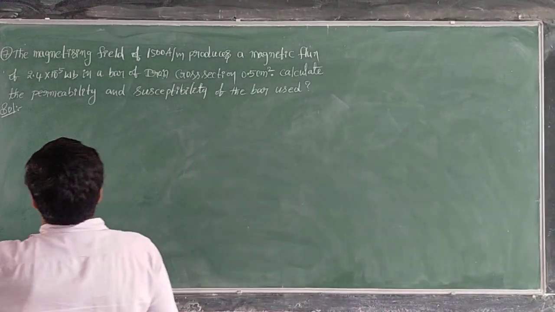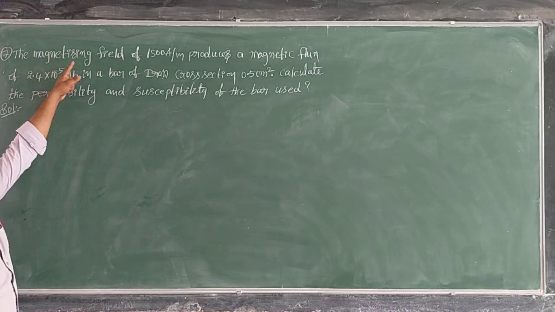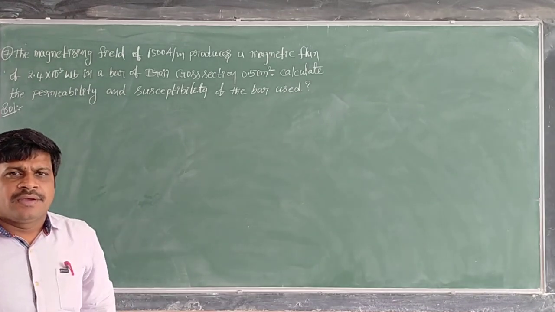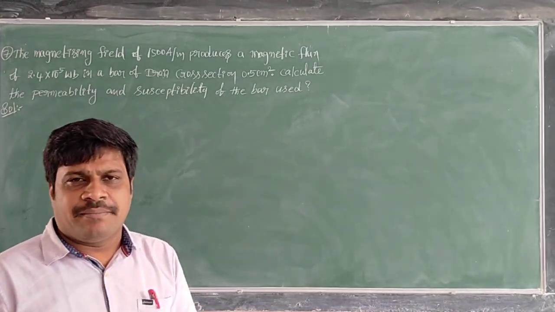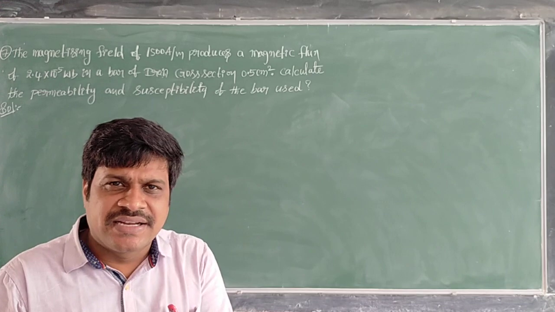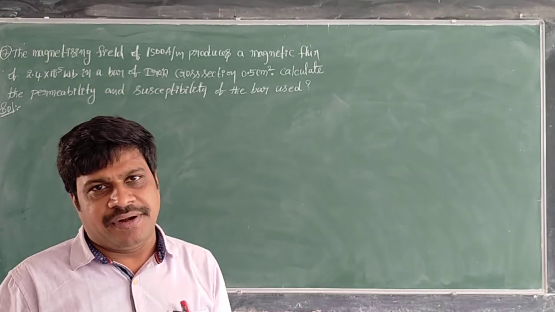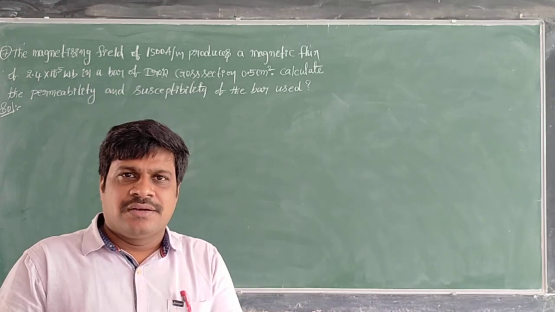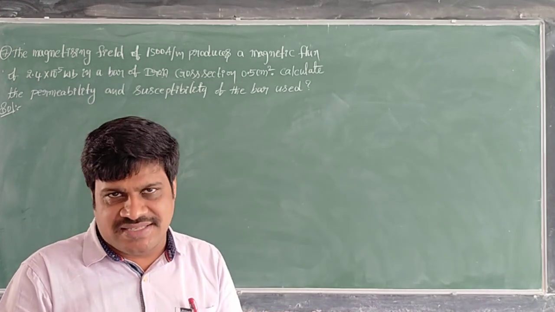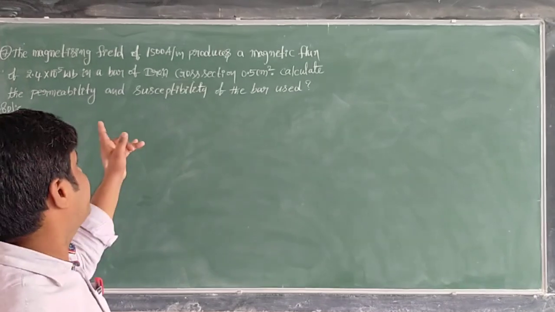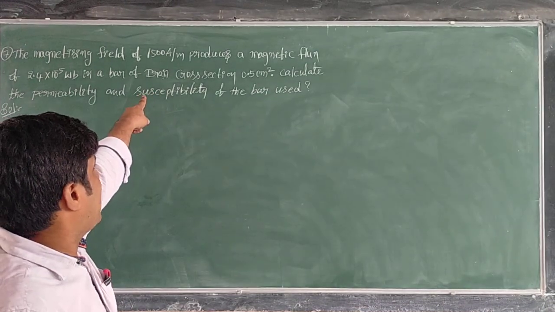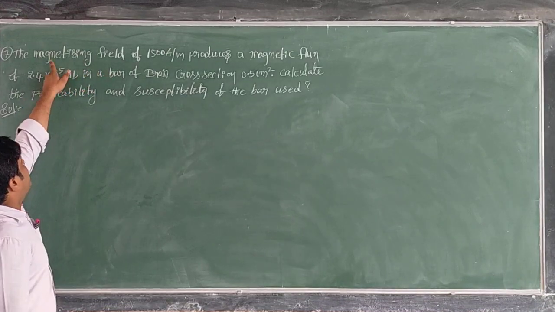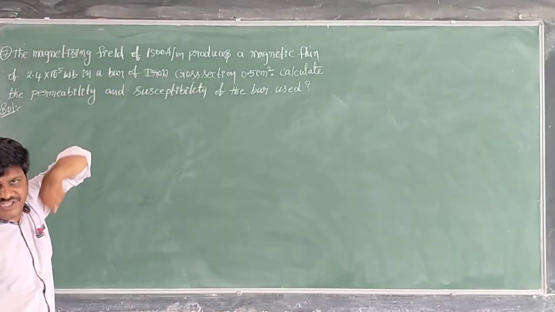Look at problem number 7. The magnetizing field of 1500 ampere per meter has been given. Magnetizing field is different from the magnetic field. Magnetic field we measure in terms of Tesla. Magnetizing field we measure in terms of ampere per meter; it is the field which is responsible for magnetization.